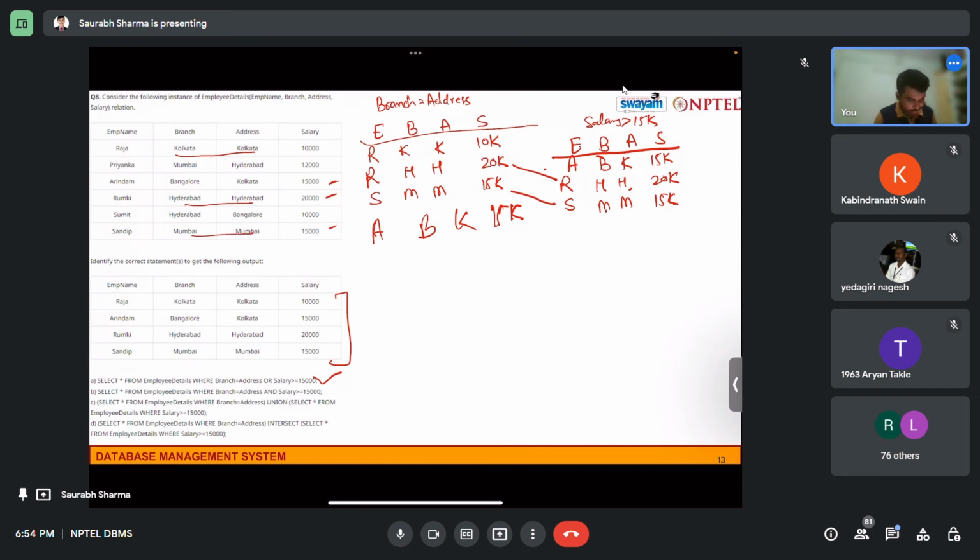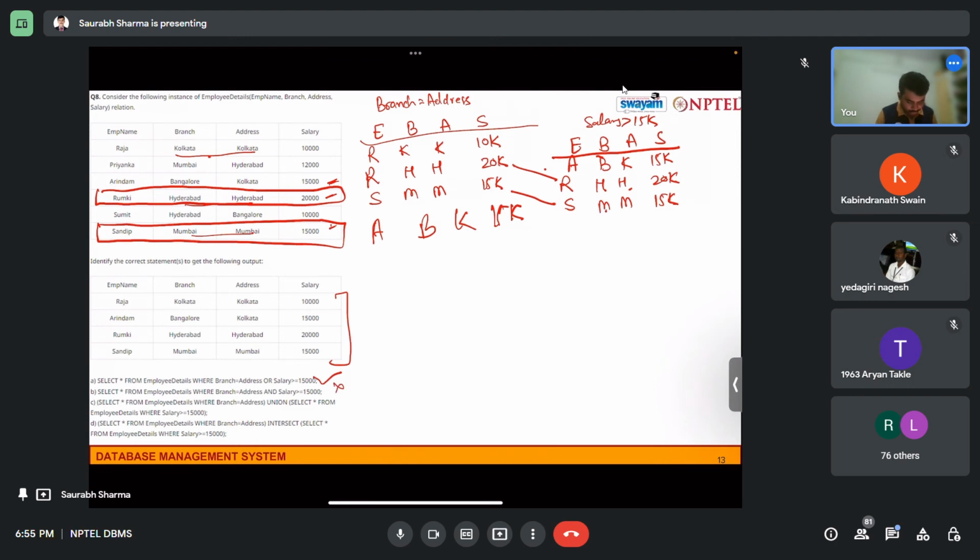Now coming to option B. We have these two constraints, salary and branch. Salary should be greater or equal to this, so we have 3. Branch should be equal to this, in this 3. If we perform both of these conditions, we have only these two tuples. It is just providing us Roorkee and Sandeep. So that will not be the answer.